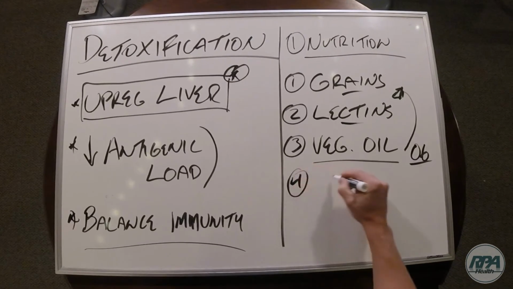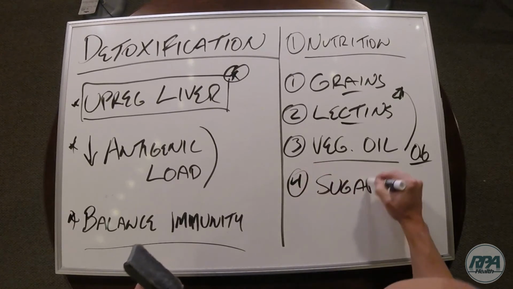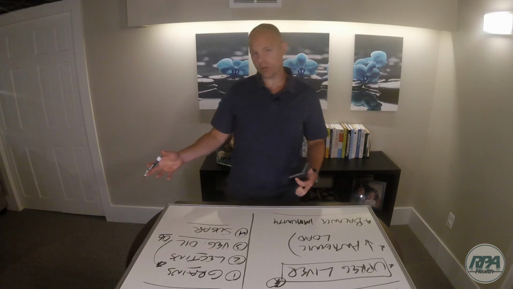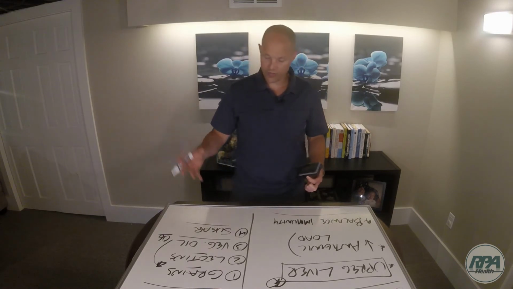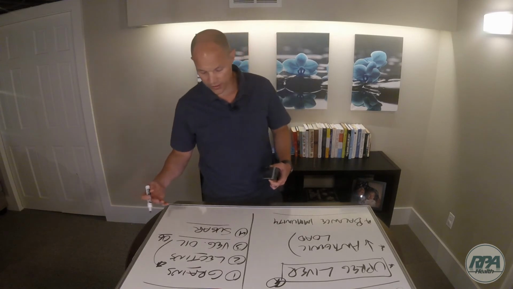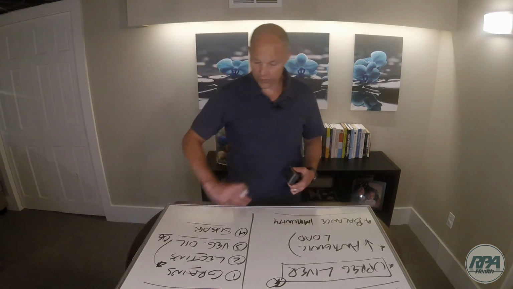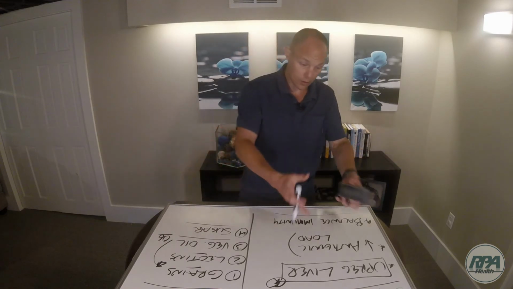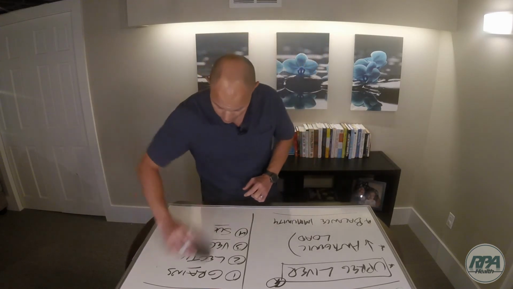And then number four goes without saying, is sugar, okay? Table sugar. High fructose corn syrup, which is a major offender and a major promoter of inflammatory disease processes. So those are the highest toxic offenders, right? So we want to reduce the toxic load that the liver has to go through.